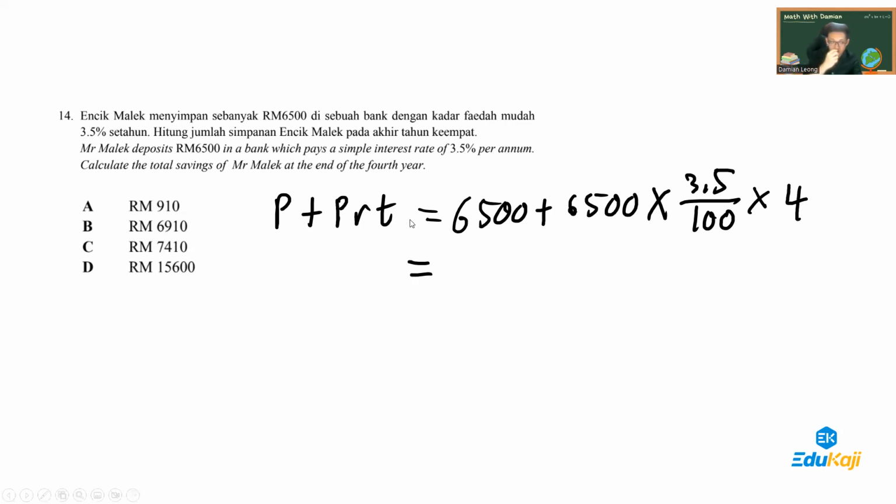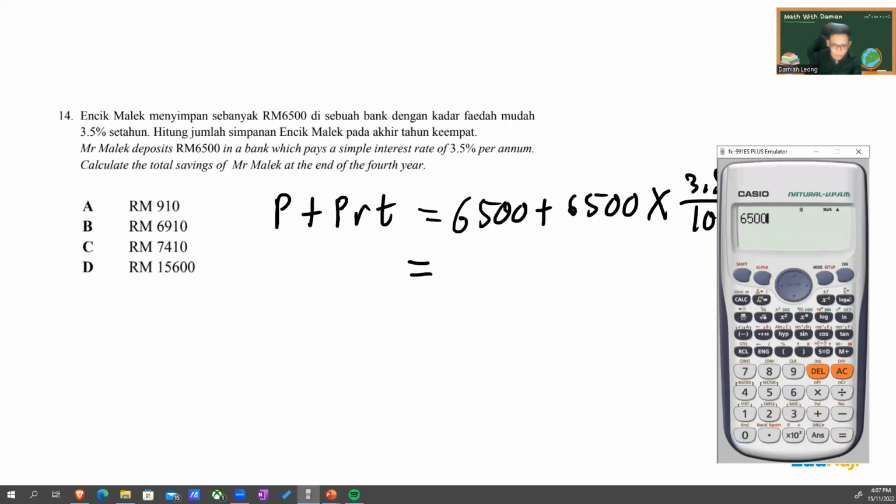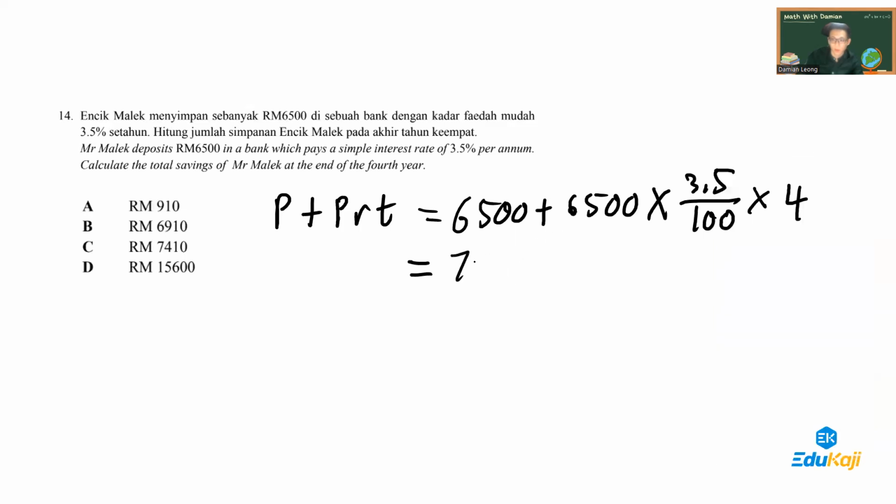So we calculate 6,500 plus 6,500 times 3.5% over 100 times 4 years. So 7,410. Answer C.